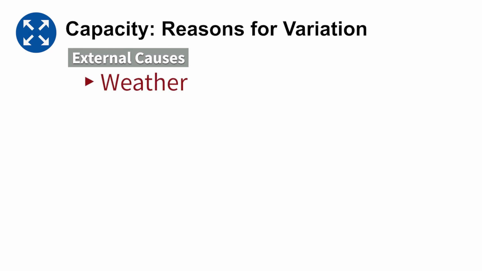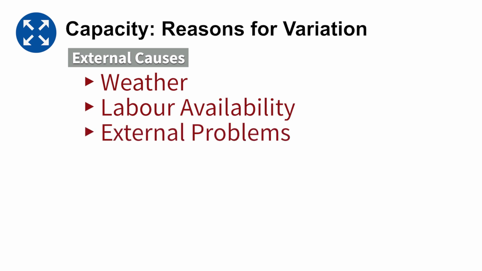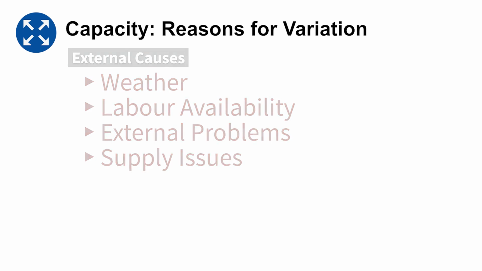How about causes in variation of capacity? Well, again, there are some external reasons. Perhaps the weather can cause problems, labour availability, people off sick, caught in traffic, external problems such as power supply or delivery issues from suppliers. And there are internal issues causing variation in the capacity of our operations.